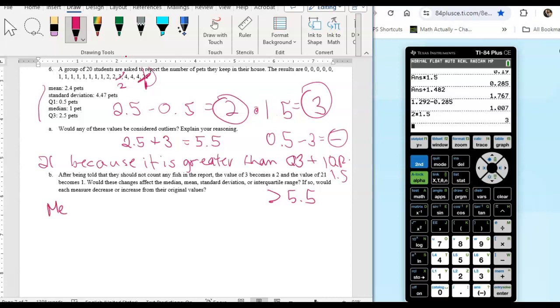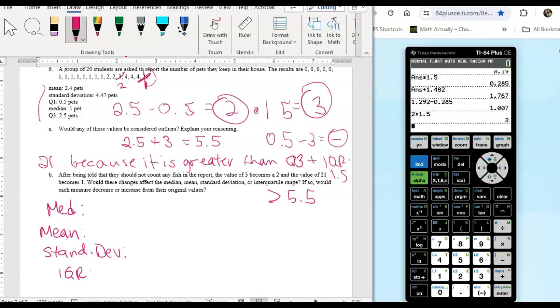So here's what I want you to do. I want you to tell me median, yes or no. Mean, yes or no. Standard deviation, yes or no. And IQR, yes or no. And I want you to tell me if it's going to increase or decrease.